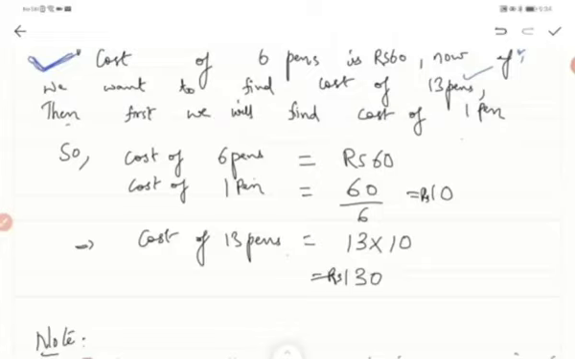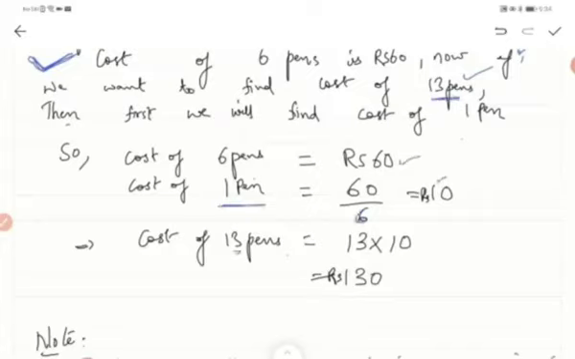The cost of 6 pens is 60, and for finding the cost of 13 pens, I first found the cost of 1 pen. I divided 60 by 6 to get the cost of 1 pen, and then I can easily find the cost of 13 pens. This was the unitary method, for which we first found the cost of 1 unit, 1 pen, and then found it for 13 pens. That's why we call it the unitary method.